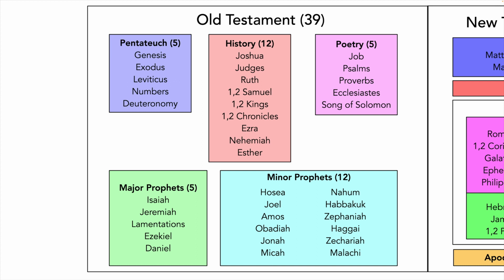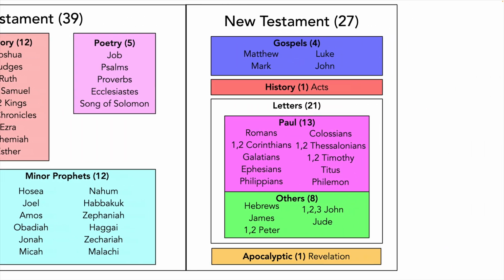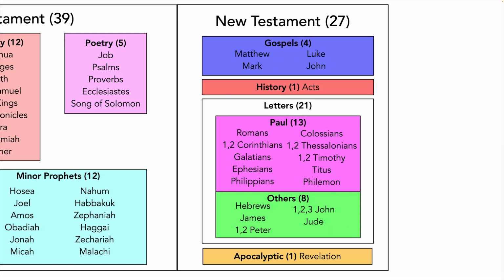So these 39 books together in these 5 different categories of Pentateuch, history, poetry, major prophets, and minor prophets constitute the Old Testament. Now, going over to the New Testament has 27 books. I have divided the books in the fashion as you can see on the screen, but there are some legitimately other possible ways to do this. But I think that this is pretty logical.